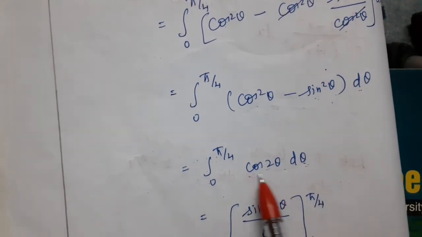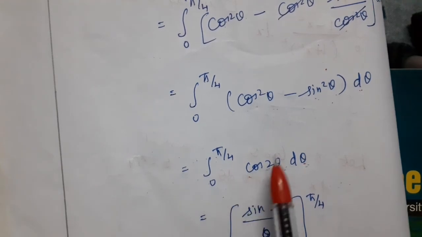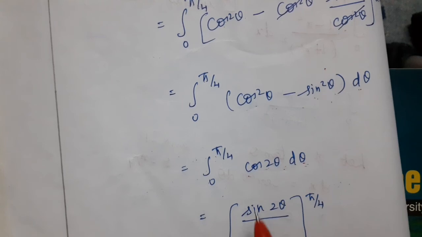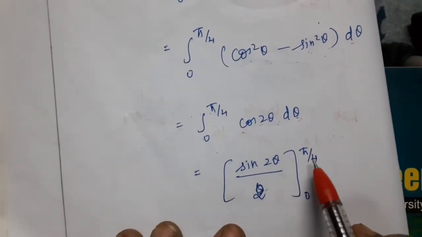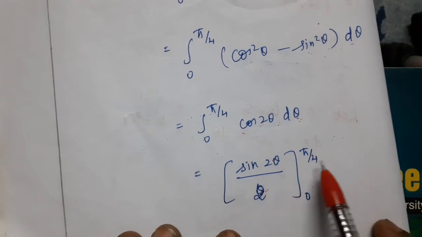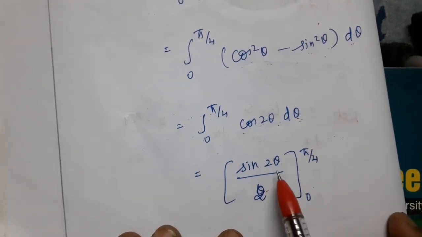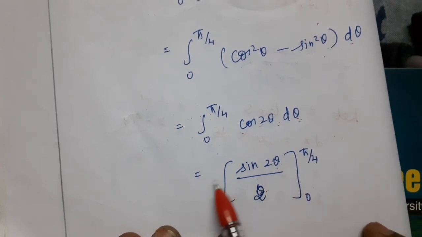Now only we go to ordinary integration. Very simple. This much we had to do to simplify the question. Just now we are going to apply the integration. Come to the integration part. Integral of cos 2 theta is sin 2 theta divided by 2, from 0 to pi by 4. Now we apply the upper limit as well as the lower limit. In the upper limit, instead of theta substitute pi by 4. In the lower limit, instead of theta, it is 0. Before applying the limit, take 1 by 2 as common.